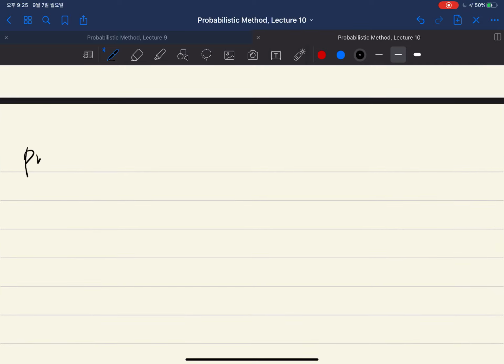Now we prove the desired result. So let's say we have a d-regular digraph.